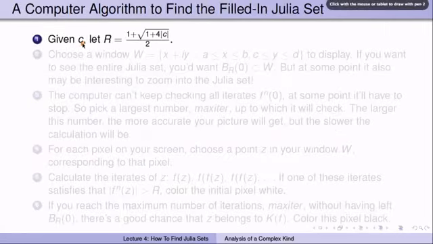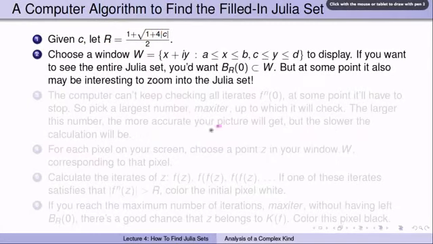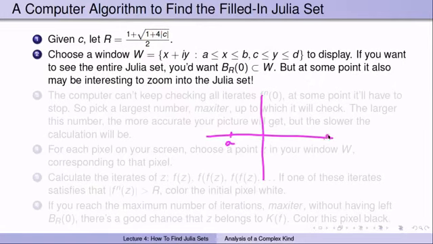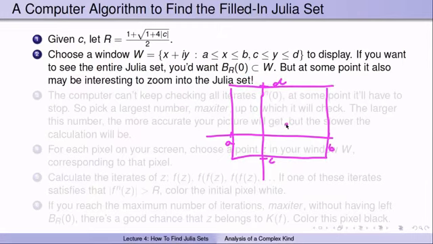Given a value of c, calculate that radius: (1 plus the square root of 1 plus 4 times the absolute value of c) over 2. Choose a window of z values that you want to check. So find some a and some b and a c and a d. And you want to check a window like this of z values, and you want to check which of these z values belong to the filled-in Julia set.